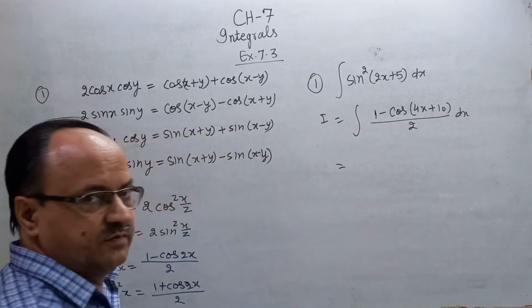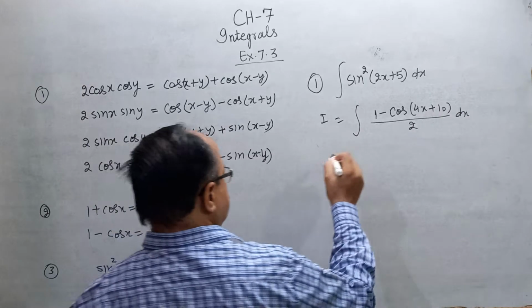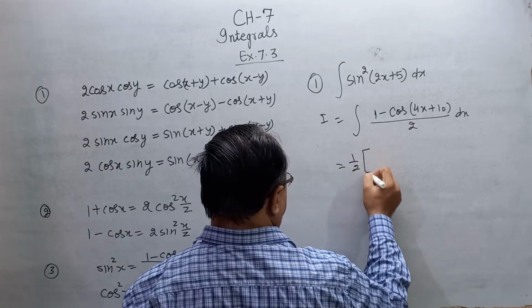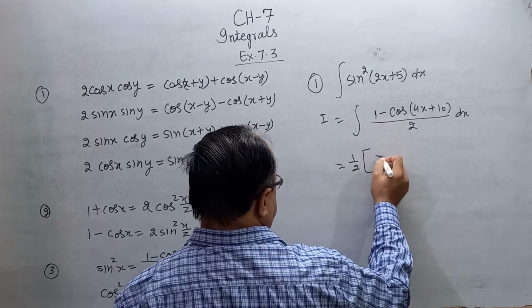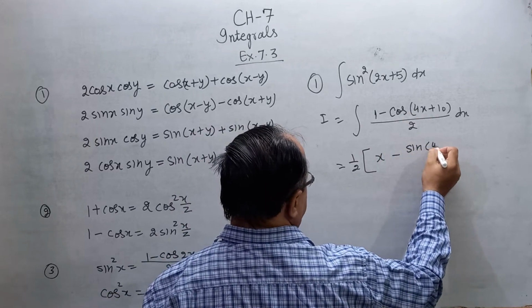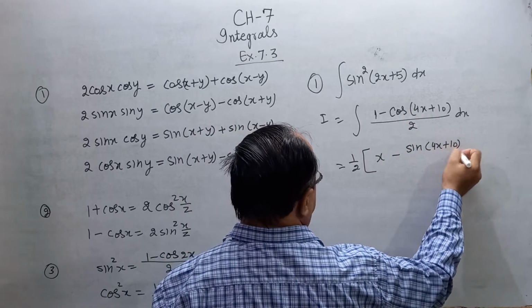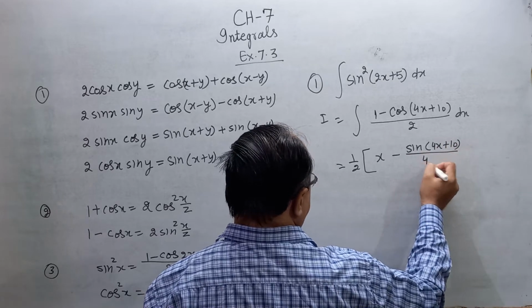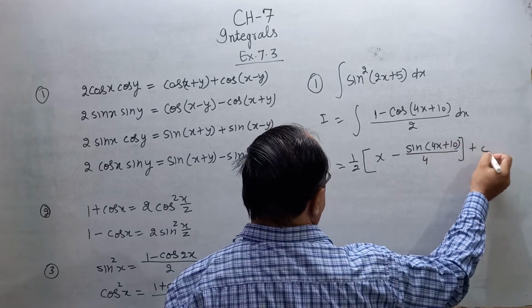Now 1 by 2 outside. Now can you tell me the integration of 1? Integration of cos, you know very well, is sin 4x plus 10, and the derivative of 4x, that is 4, plus c.